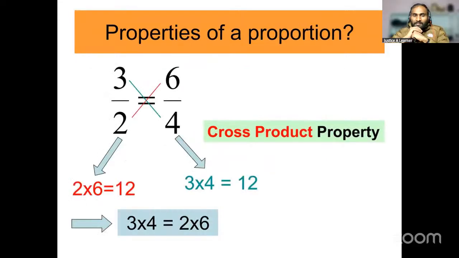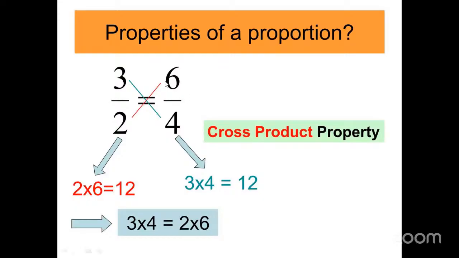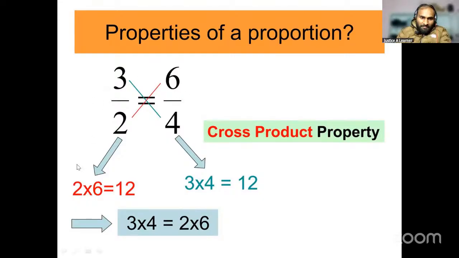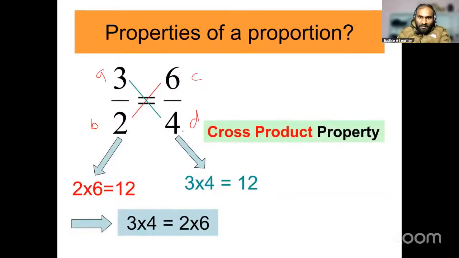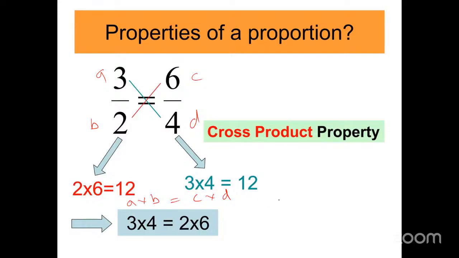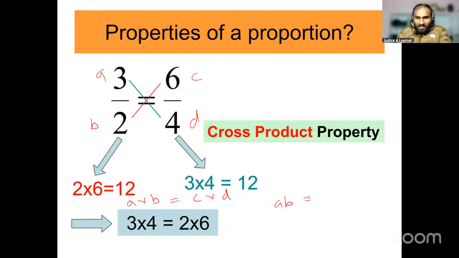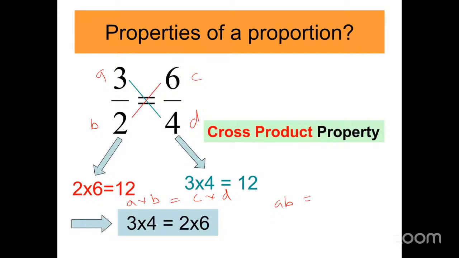Did you understand this example? Yeah. 3 into 4 is equal to 2 into 6, right? So if this 3 is A, and this 2 is B, and this 6 is C, and this 4 is D, can't I write A into B is equal to C into D? Can't I write this? So I can say AB is equal to... sorry, you have to write 3... it's wrong.